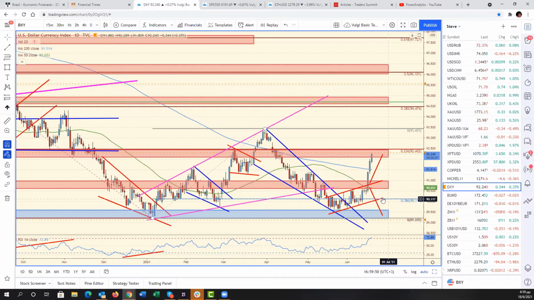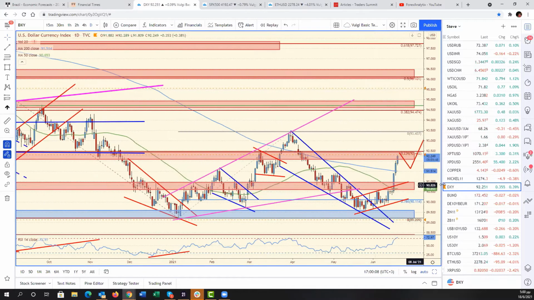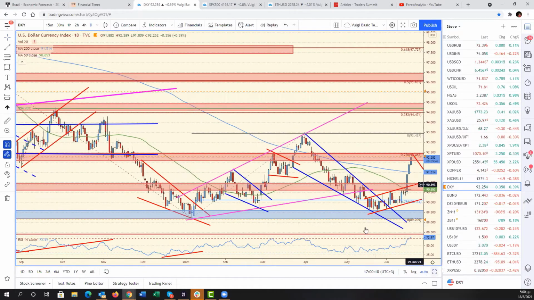Now, next upside target for the DXY would naturally be the previous high there at 93.43. I think we're going to make it there rather easily. Now, are we going to go in a straight line? Probably not. We might see a little bit of a pullback, right? And then something like this. So keep that in mind.